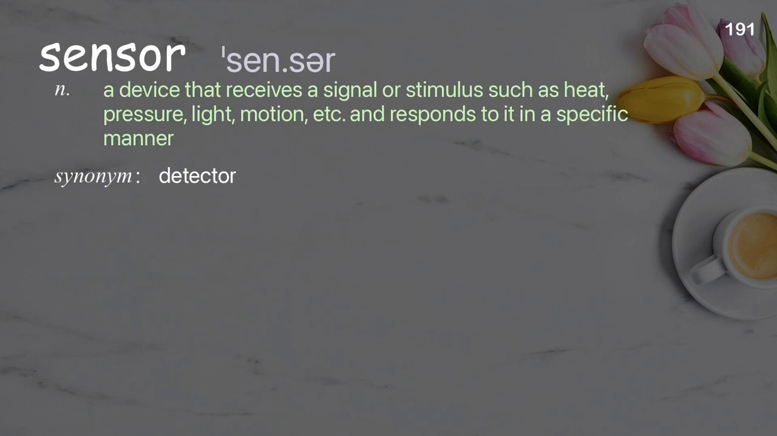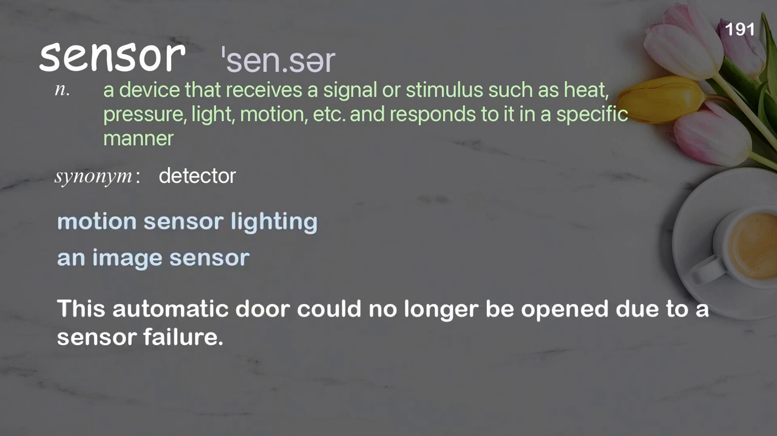Sensor. A device that receives a signal or stimulus such as heat, pressure, light, motion, etc. and responds to it in a specific manner. Examples: motion sensor lighting, an image sensor. This automatic door could no longer be opened due to a sensor failure.